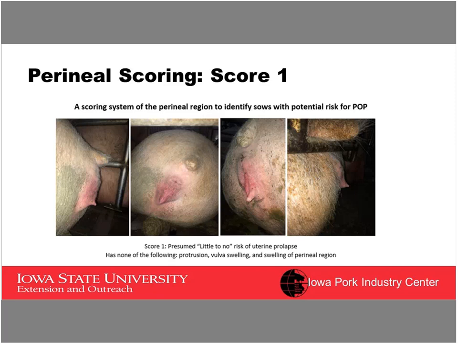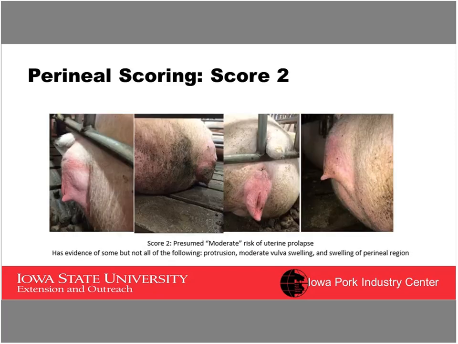We would say that these sows that are all late gestation, that these that score a 1 would be those that are presumed to be little or no risk of prolapse. They have very little protrusion or vulva swelling in the perineal area. A score of a 2 would be presumed moderate risk of prolapse. So you can see there's some additional bulging. The perineal area is more swollen, but it doesn't necessarily look like a prolapse is imminent.